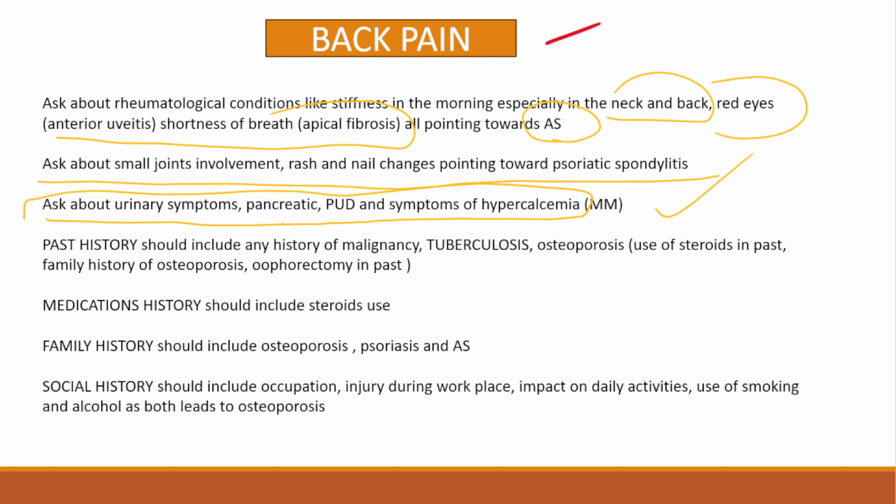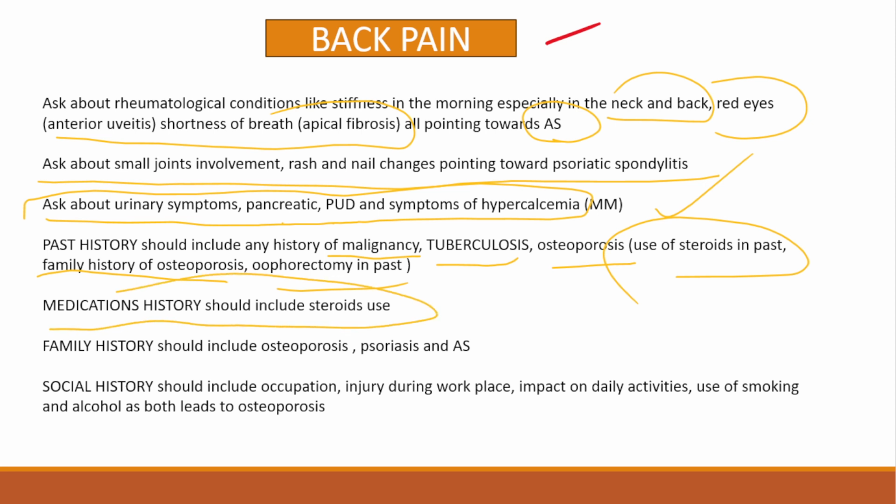Past history should include any malignancy. Tuberculosis is very important because it can involve the back. Osteoporosis in the past. We'll especially ask if the patient has any use of steroids in the past. Family history of osteoporosis and oophorectomy in the past should be asked. Medication: steroids cause osteoporosis and back pain. Family history should be sought in the context of osteoporosis. Ankylosing spondylitis runs in the family, and psoriasis also runs in the family.